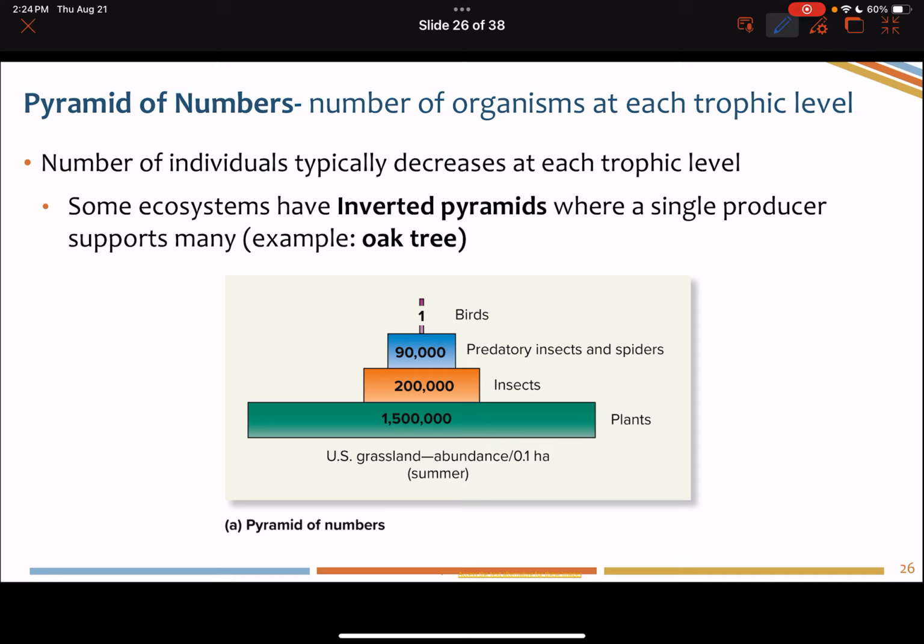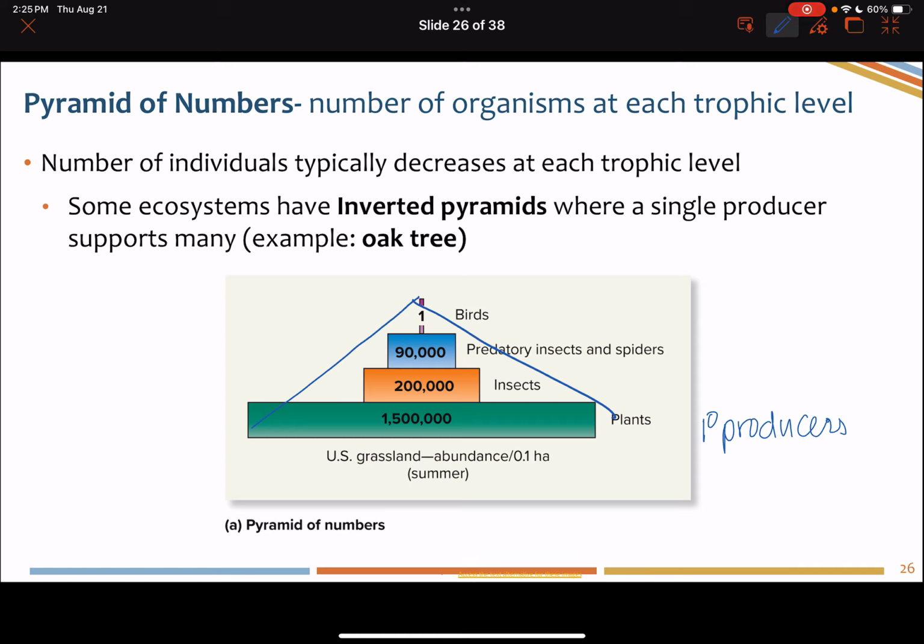So for a pyramid of numbers, our number of individuals is typically going to decrease at each trophic level. Our primary producers are always going to be greatest in number. And that makes sense because the more organisms we have that are bringing in energy to the ecosystem, the more higher level trophic levels we can support. So this is sort of a standard or normal pyramid, smaller on top, wider on the bottom. In most terrestrial ecosystems, we're going to see this normal pyramid.